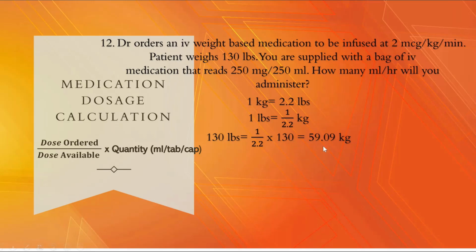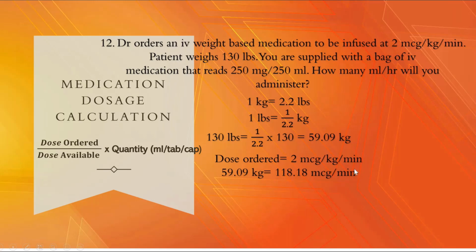So that gives you 59.09 kilogram. Now the order dose is 2 microgram per kg per minute. That means 1 kg can have 2 microgram. So 59.09 can have 2 into 59.09. That gives 118.18 microgram per minute.